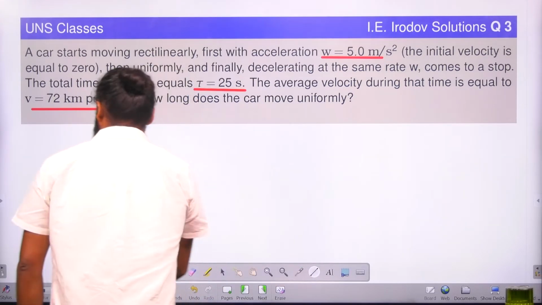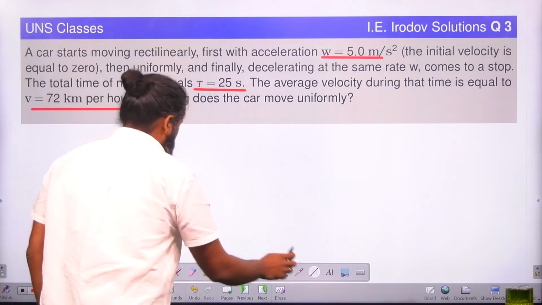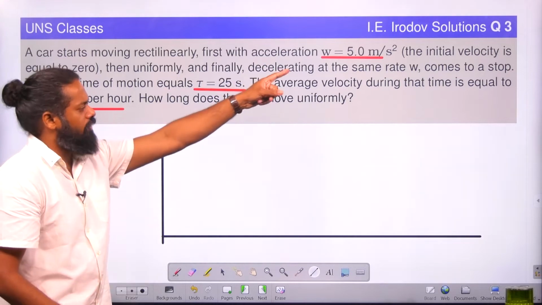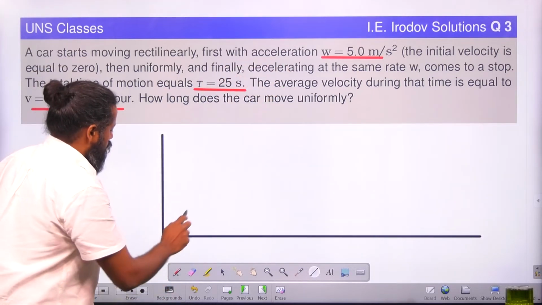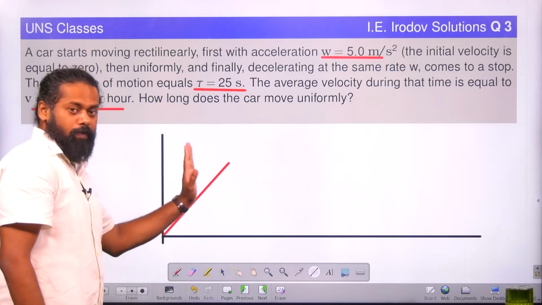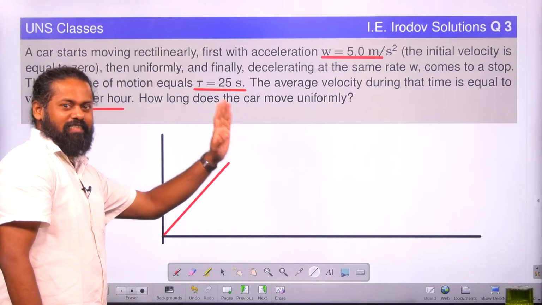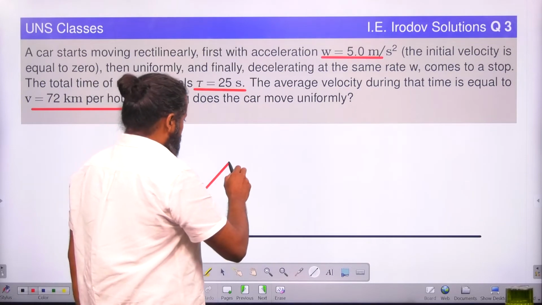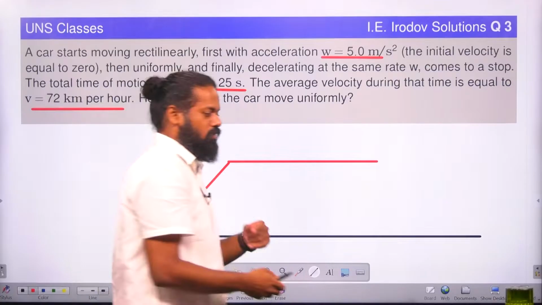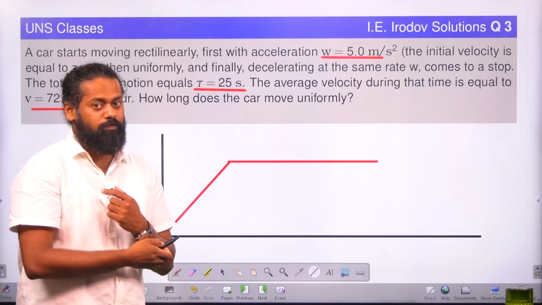Using a velocity time graph, I'll explain the situation. Assume that you have a velocity time graph like this. Say, initially, the car is accelerating at a constant rate. That means you have a constant positive slope. Then the car is accelerating for some amount of time. Then the car is moving with a uniform velocity. Uniform velocity means velocity is not changing with respect to time.